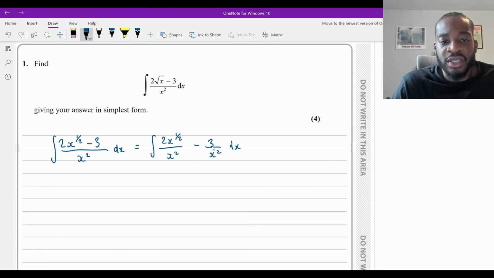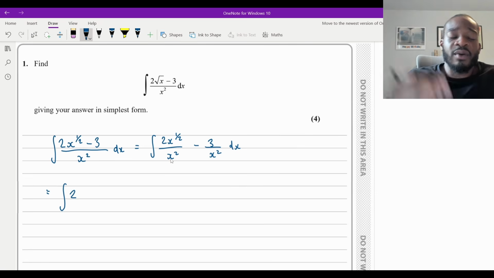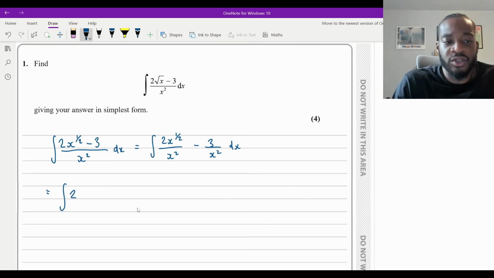So remember, I'm just using algebra here. I'm not doing any integration so far. Now, to finally get it in the right form, that 2 is a constant. I can put it at the front. x to the half over x squared. We take away the powers. 1/2 take away 2 is 1/2 minus 4/2, which is minus 3 over 2. So that becomes x to the power of minus 3 over 2. And then that there, 3 over x squared, because it's on the bottom, it's going to be a minus, isn't it? So it's going to be 3x to the minus 2 dx.